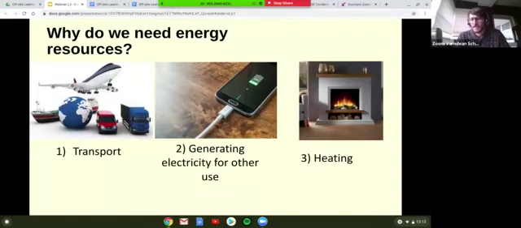Finally, heating. Some of you might have electric fires, which would go through the same process that I just explained before.